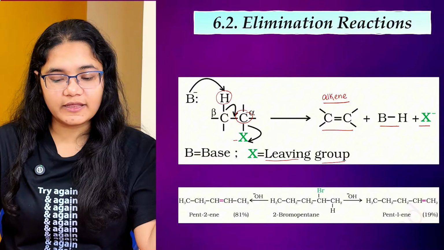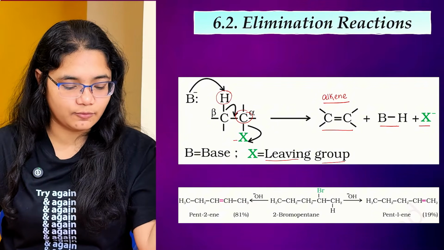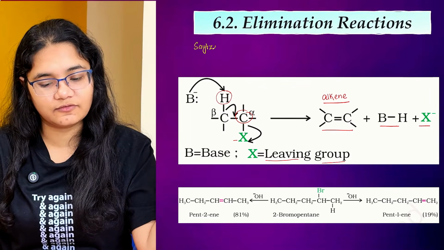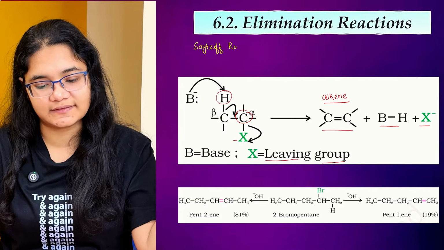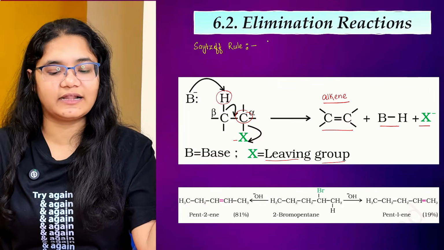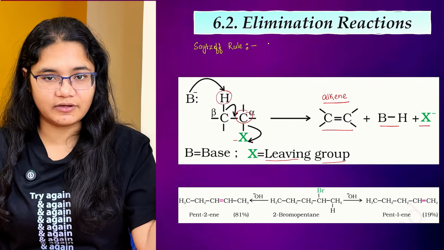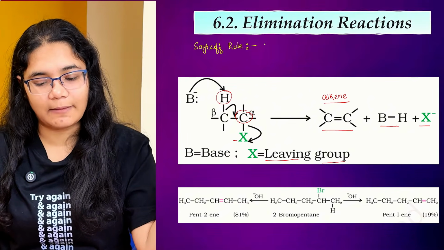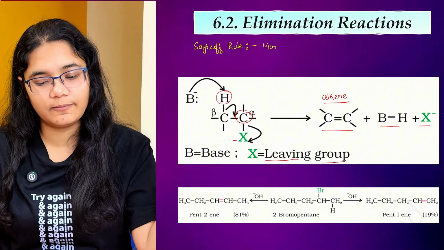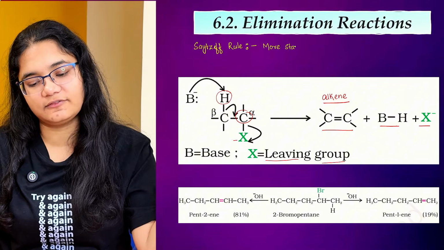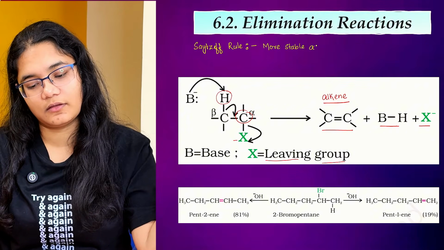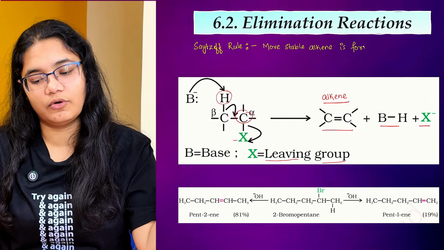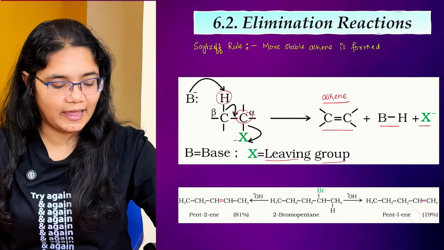Okay, now there is one rule here to identify the product. That rule is called Saytzeff rule. Okay, so we need to understand that before seeing the example. Now this Saytzeff rule tells us that if we have an elimination reaction, then what will happen is the more stable alkene is formed.